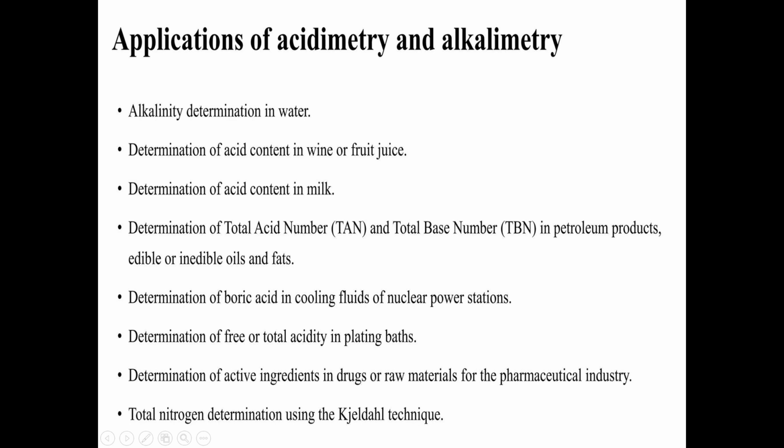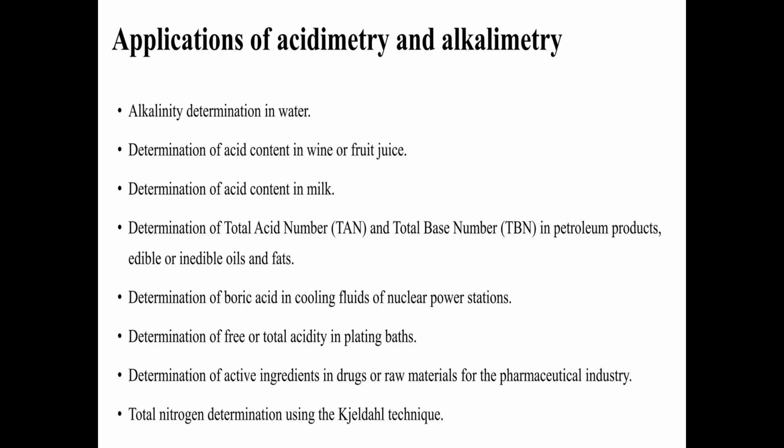Now, what are the basic applications of these types of titration, that is acidimetry and alkalimetry? We can determine the alkalinity of water. If we are going for the analysis of potable water and so on, and we want to check the alkalinity of that particular water sample, we will go for the acidimetry or alkalimetry type of titration method. We can determine the acid content of wine as well as fruit juice. Determination of the acid content in milk is also done through the acidimetry and alkalimetry technique.